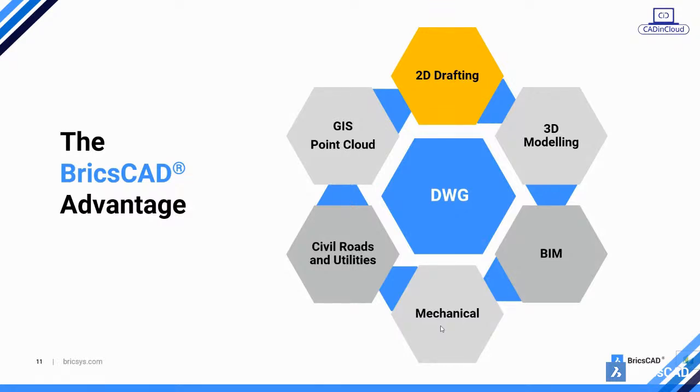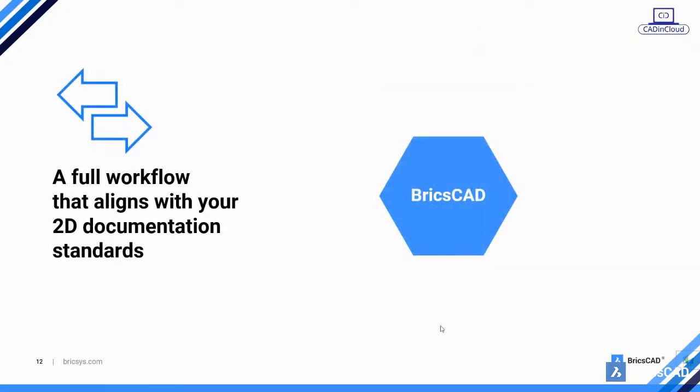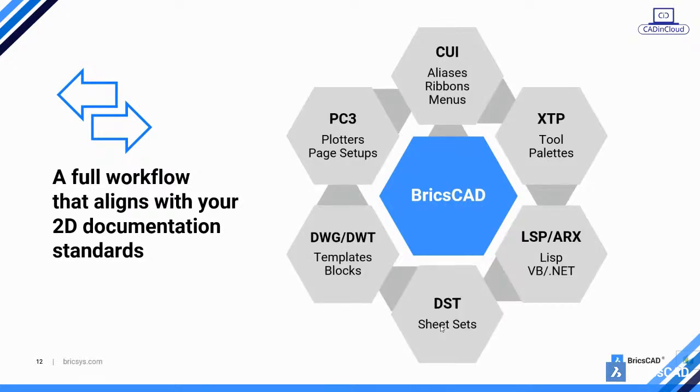You can move to BIM later on, even if you're using mechanical, if you do some civil works, if you interact with a lot of the civil organizations as well, you can use BricsCAD for that. And we do have point clouds, as I mentioned earlier. We can do scan to BIM and some GIS information. So that's really the BricsCAD advantage, connected to our file format. Having everything in one platform and in one format already helps you a lot. So a full workflow that aligns with your 2D documentation standards, that's really the goal here.